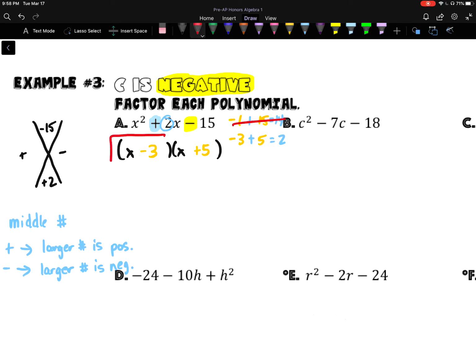The order in which you have it does not matter, meaning I could have x plus 5 times x minus 3. What does matter is that your larger number is the positive number. Okay, if you say x minus 5 times x plus 3, then this would have to be negative.